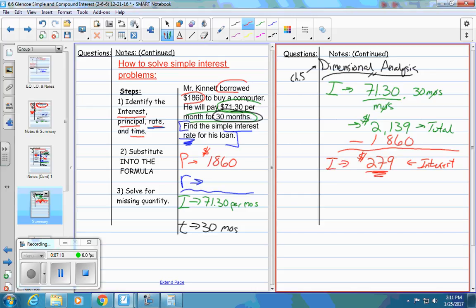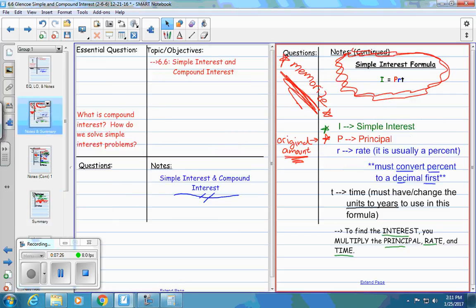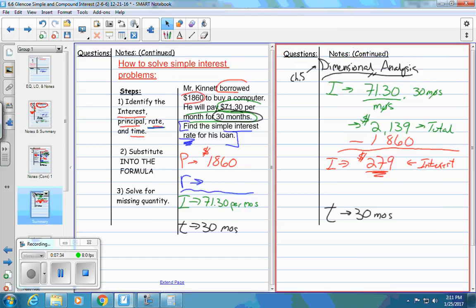Okay, so that was the first challenge in our problem. The second challenge is time. The time was given to us in months, but to use the simple interest formula, time has to be given in units of years. So again, we're going to use our dimensional analysis to convert our months into years. And luckily, we have a conversion: 1 year equals 12 months.